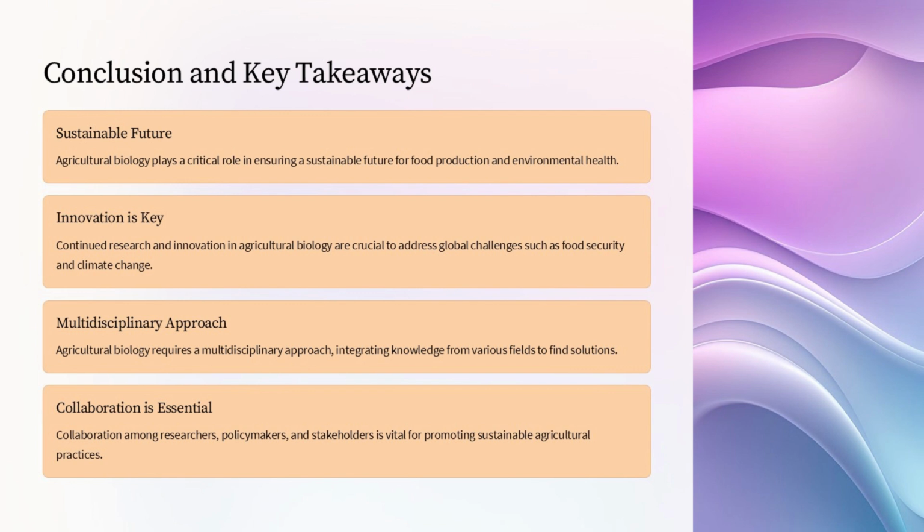Agricultural biology plays a critical role in ensuring a sustainable future for food production and environmental health. Continued research and innovation in agricultural biology are crucial to address global challenges such as food security and climate change. Agricultural biology requires a multidisciplinary approach, integrating knowledge from various fields to find solutions. Collaboration among researchers, policymakers, and stakeholders is vital for promoting sustainable agricultural practices.